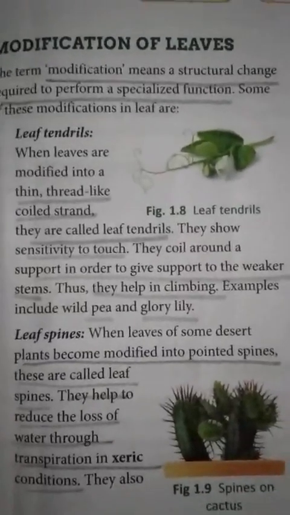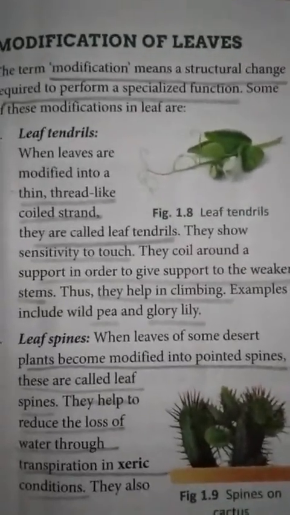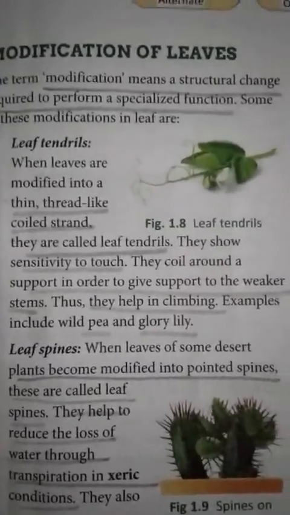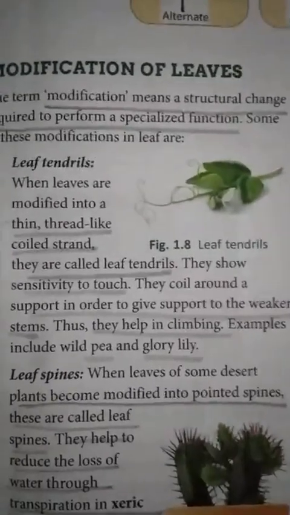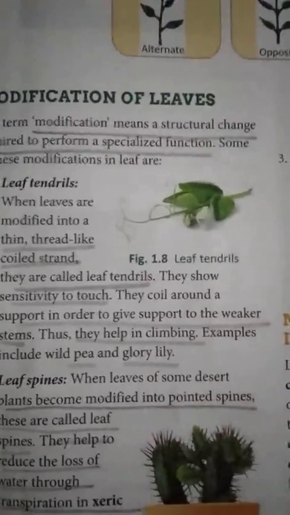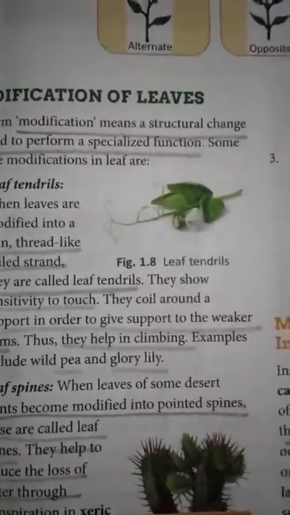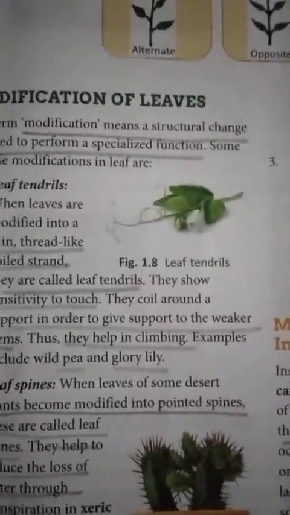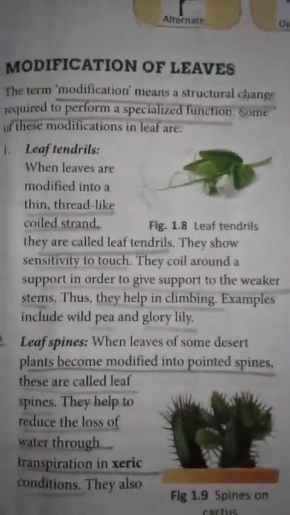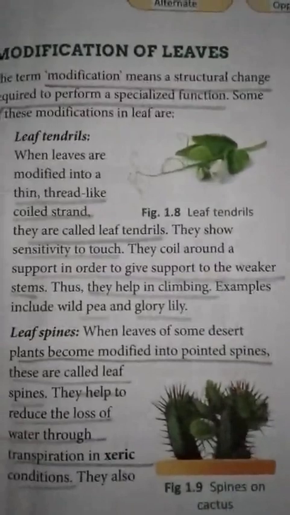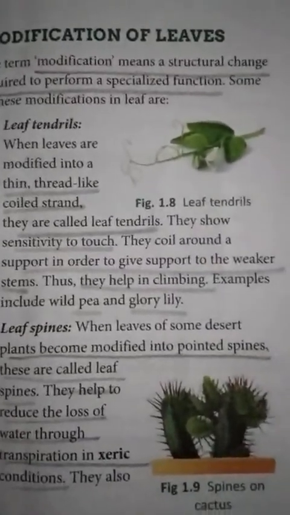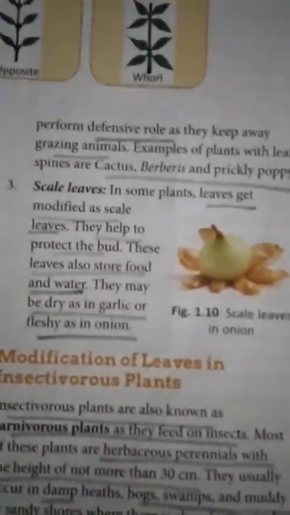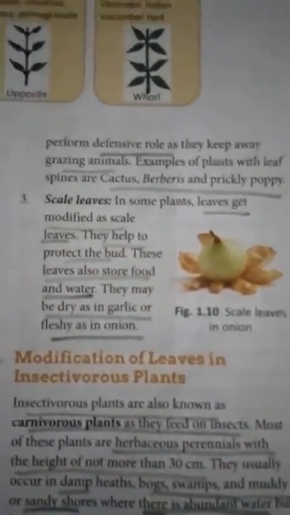This kind of plant you can see in the desert area, because this is a xerophytic adaptation in order to survive in the desert, where water is present in a very small amount. The plant can't get a sufficient amount of water. So what they do is modify their leaves into spines in order to reduce the loss of water. And the examples are cactus, barberry, and prickly poppy.